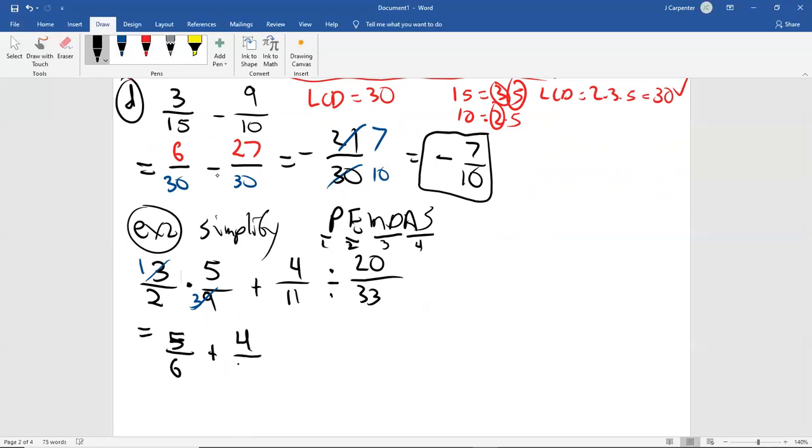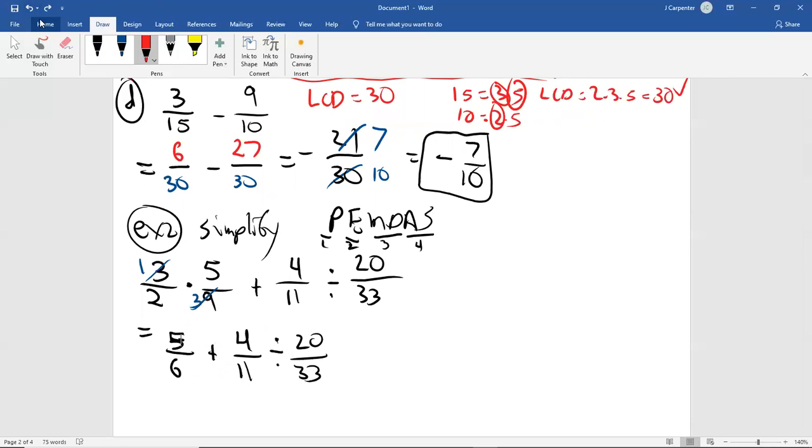Plus 4/11 divided by 20/33. So next we're going to do the addition, because that's what it is from left to right. And you just add the 6 and 11. Well, first of all, no, you'd have to get an LCD. Second of all, no, this is not what we do next. Multiplications and divisions come before additions and subtractions. This is what we should be doing next.